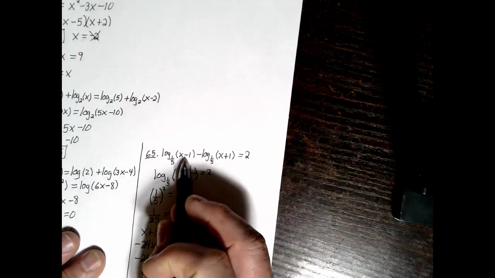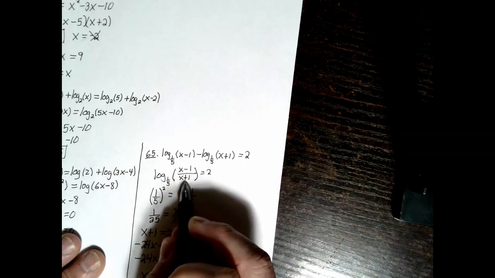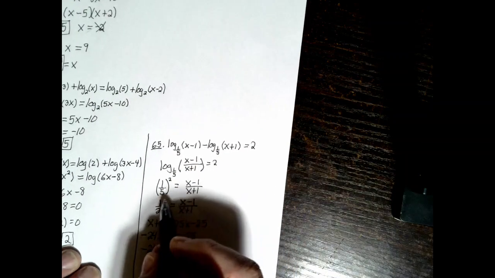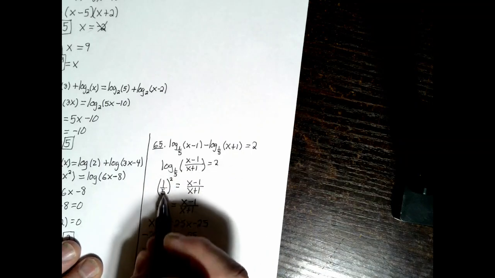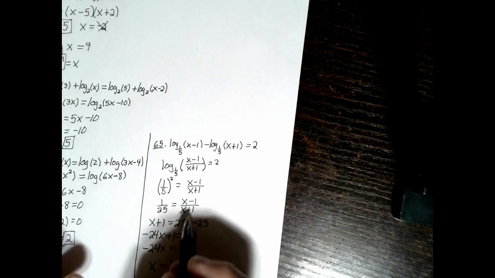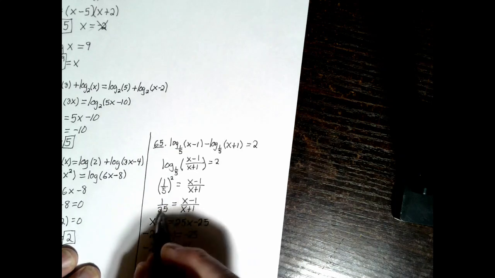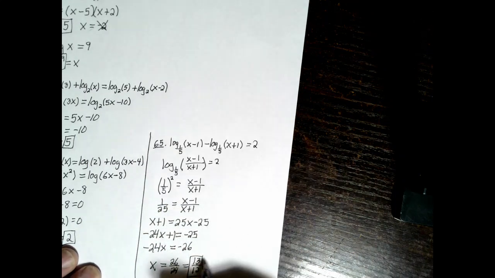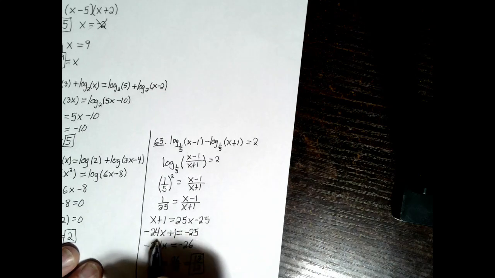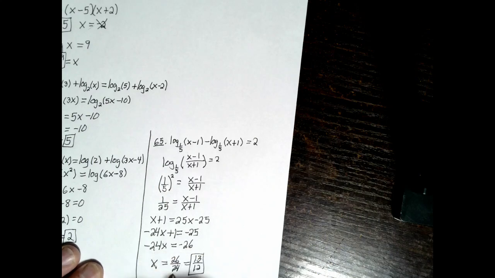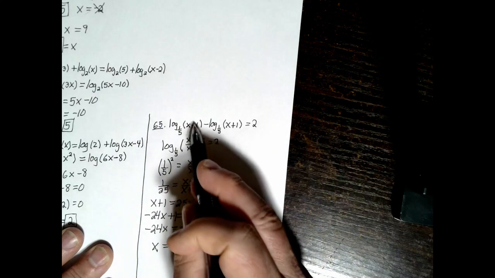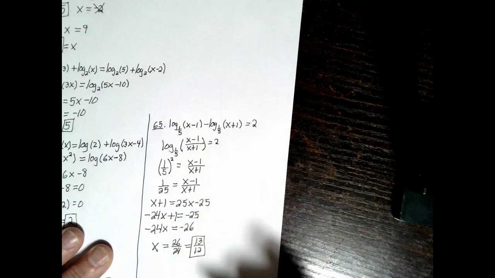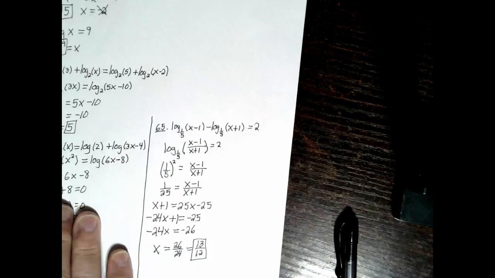Alright, so on this one, you can bring these two together and write them as division. And now you can use rule 1. 1/5 to the 2 equals this. Well, 1/5 to the 2 is 1 over 25 equals this. And now you can just cross multiply, get yourself a new equation. Subtract 25x, subtract 1, divide by negative 24, and you get 13 over 2, which gives you a positive answer for each one, so 13 over 2 is an acceptable answer.